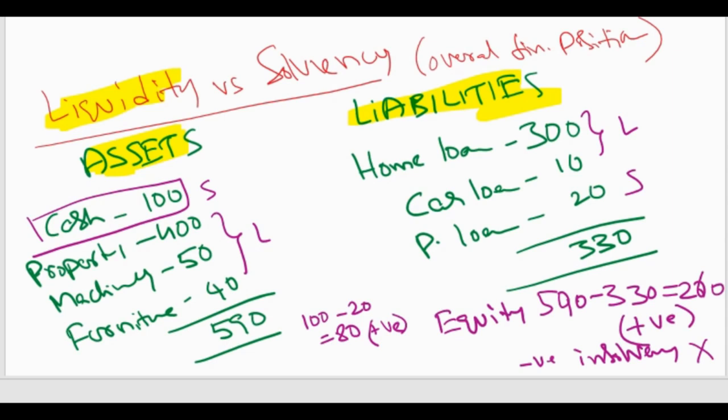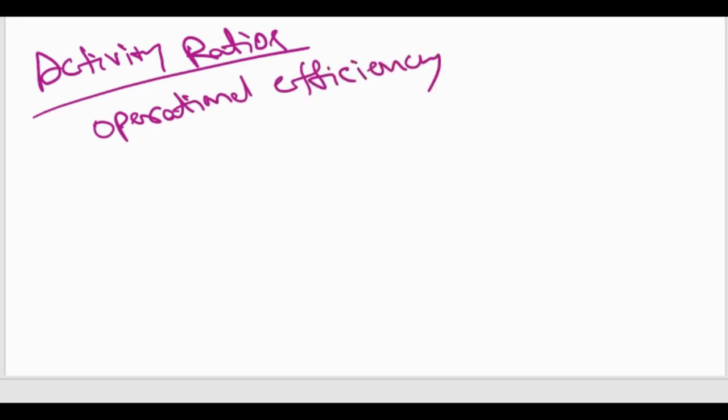So now let us look at the fourth category, that is activity ratios, right? So this measures operational efficiency of a company, right? Operational efficiency of a company. How well a company manages its working capital and long-term assets to produce more value.